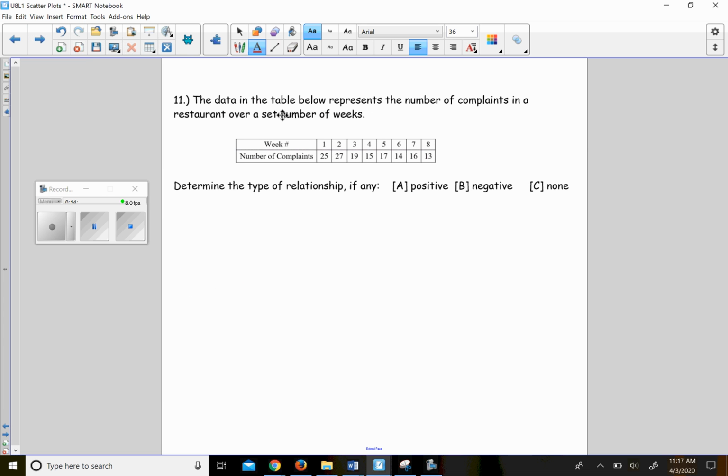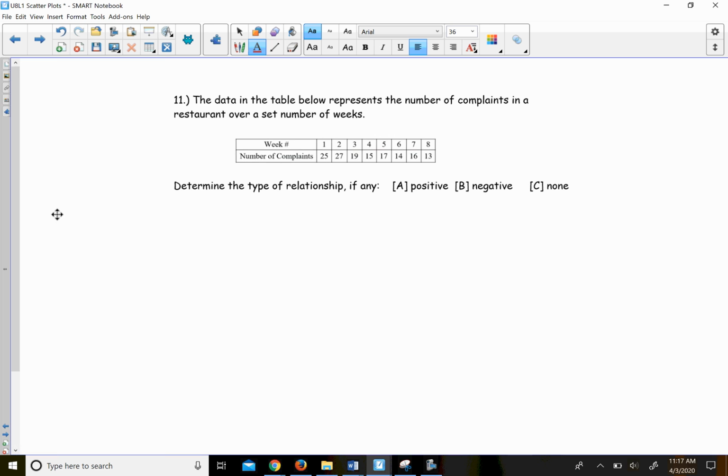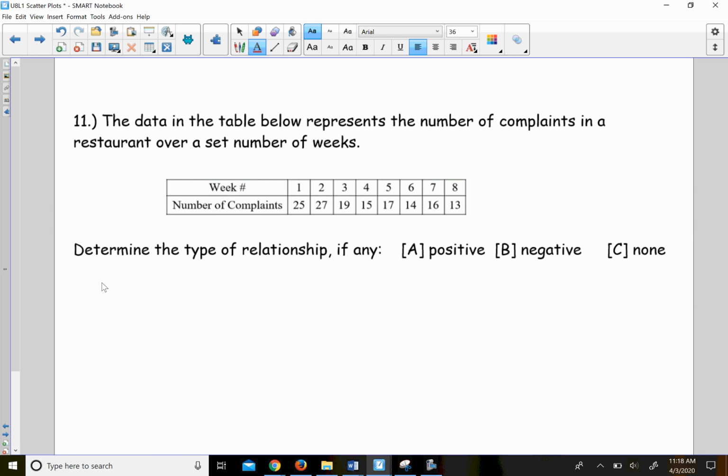And let's see, number 11 is going to go back to a table. So they're not giving us a graph, but from the table we can still decide if that's a positive or negative correlation. The data in the table below represents the number of complaints in a restaurant over a set number of weeks. So the first one's going to be our X. What are you noticing about X? You've got 1, 2, 3, 4, 5, 6, 7, 8. That's increasing. And then the number of complaints is my Y.